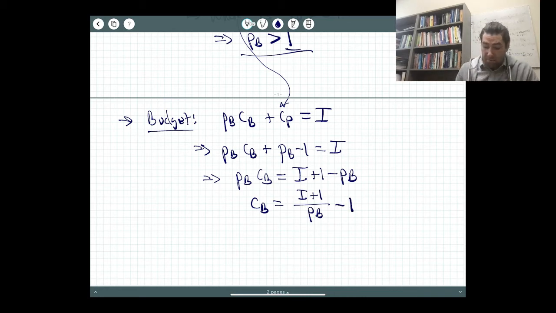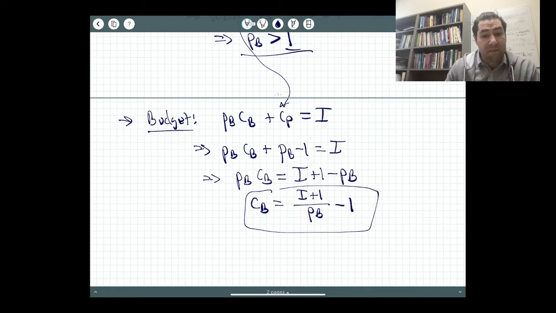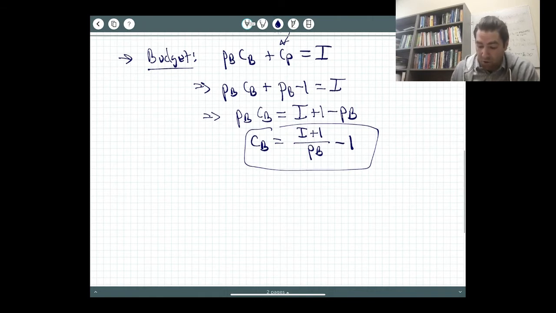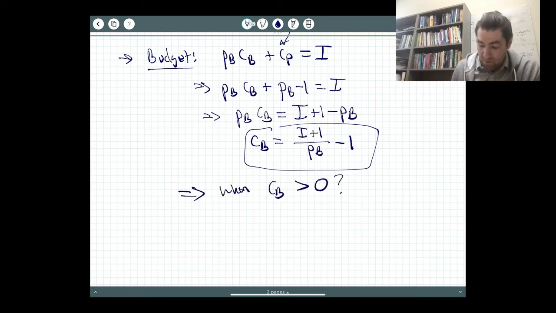And I get this for CB. And again, we have to make sure, is that going to be positive? And we see that, yeah, this can definitely be strictly positive, provided here, in this case, that PB is not too large, or too small, I guess. So let's see here. So when is CB strictly positive?